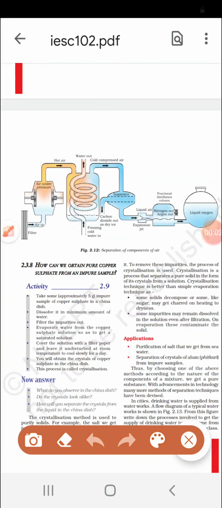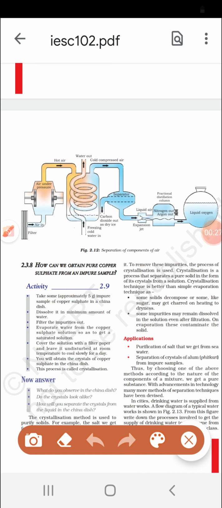In the previous video we studied the method of fractional distillation, by which we can separate two miscible liquids which have a difference in their boiling points of less than 25 degrees Celsius. Now its applications are so many. The most important application of it is that it is used to separate the different gases from the air.